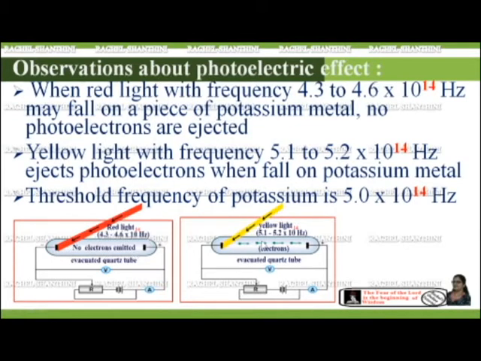But at the same time, when a weak yellow light with frequency 5.1 to 5.2 × 10^14 hertz falls on potassium metal, it ejects photoelectrons. This is because the threshold frequency of potassium is 5.0 × 10^14 hertz.